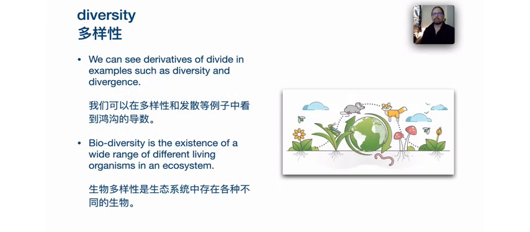Diversity. We can see derivatives of divide in examples such as diversity and divergence. Biodiversity is the existence of a wide range of different living organisms in an ecosystem. So what we see is the prefix di means apart.